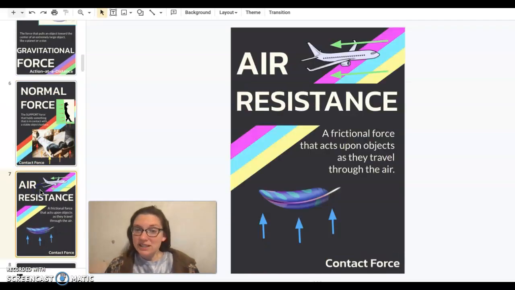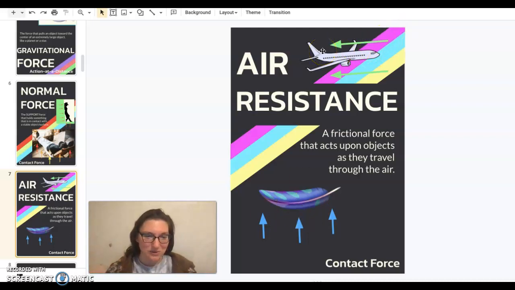We have air resistance, which is a frictional force that acts upon objects as they travel through the air. So you can think about that like when you are in a car and it's going down the road and you've got your hand out of the window, that air pushing against your hand is air resistance. That same kind of thing happens with like a feather falling, and it also happens with an airplane.